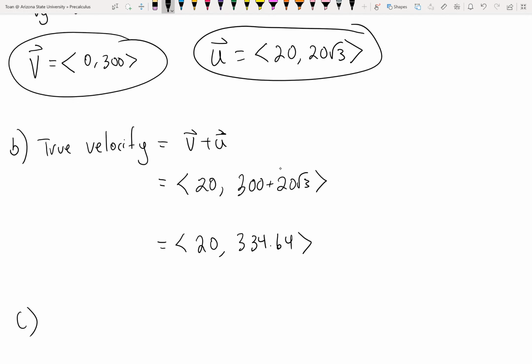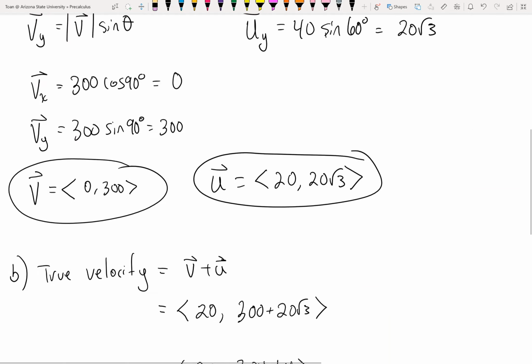So although it is going 300 miles per hour due north, if it's in this wind, it's going to go slightly faster in the vertical direction, because this is bigger than 300, but it's also going to tilt a little bit to the right, as we sort of expect. If you have an object going north and something's pushing it up and to the right, it's going to end up going faster up, but slightly to the right.